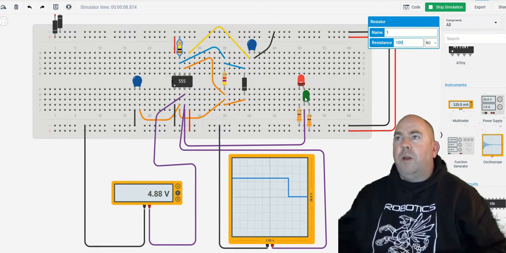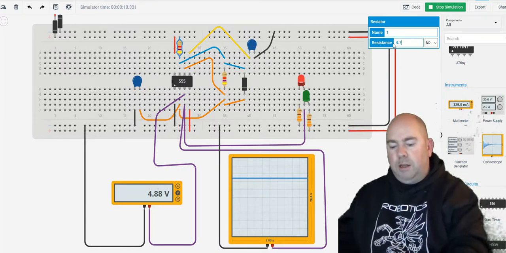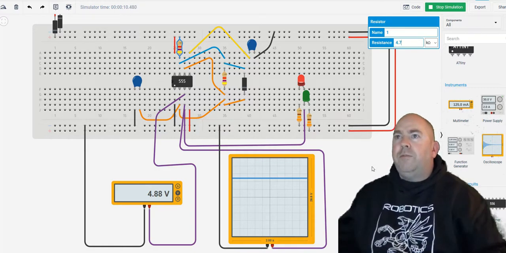So we are red for much longer than we are green. There's our go back low for green, back high again, and that's just a small blip on there. Vice versa, if I put this back to 4.7, that'll bring us back to our nice back and forth square wave again.